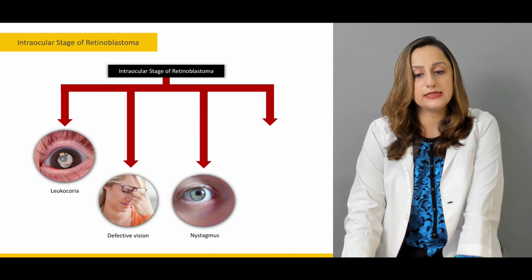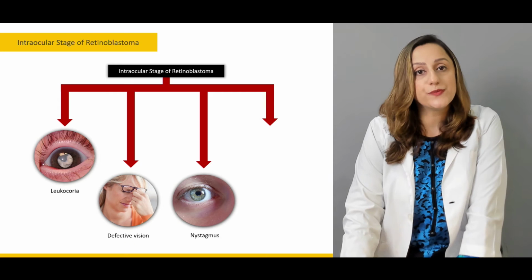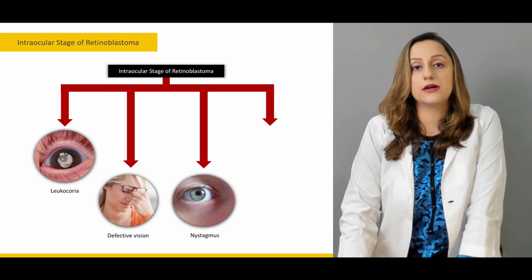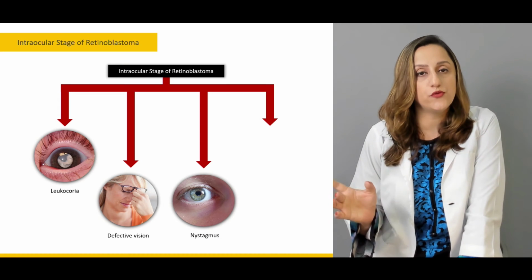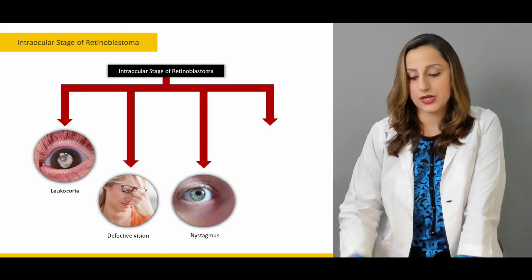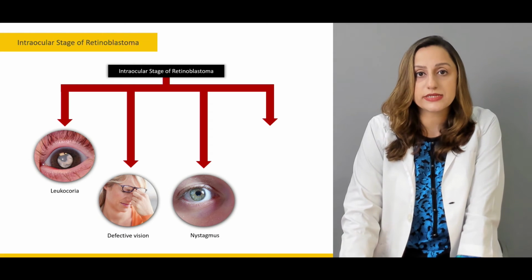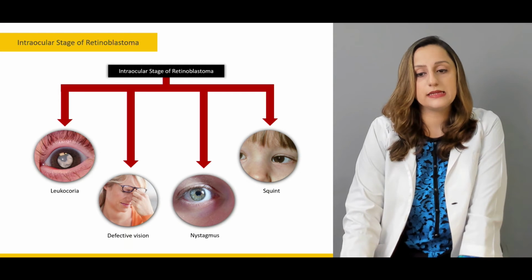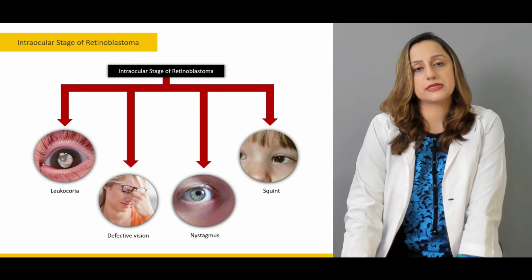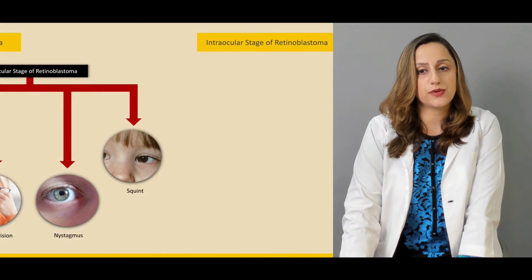And then finally, the nystagmus, that is the rapid oscillatory movements of the pupils. They are known as nystagmus. So it's basically a to and fro movement of the pupils that is regarded as nystagmus. Obviously, it occurs due to multiple other causes as well. One of them is retinoblastoma. And then squinting or strabismus is another presentation of the retinoblastoma.